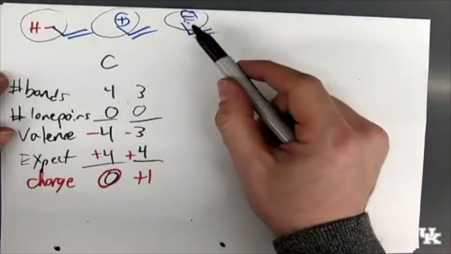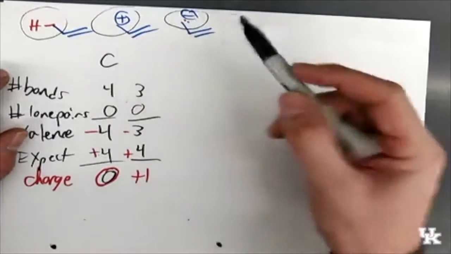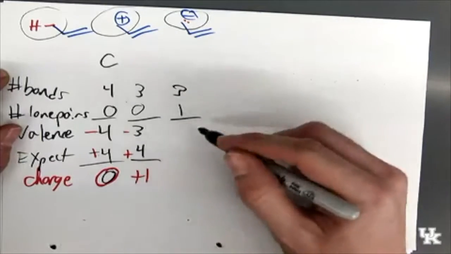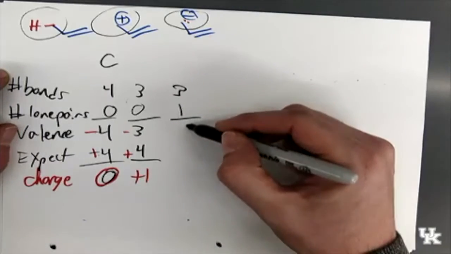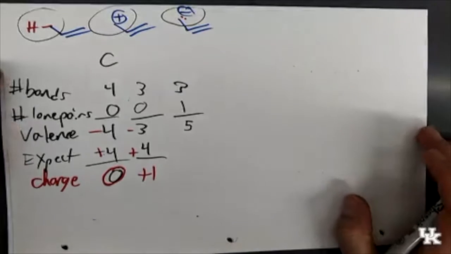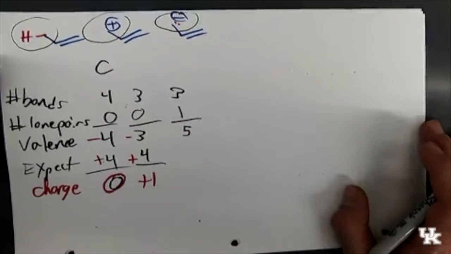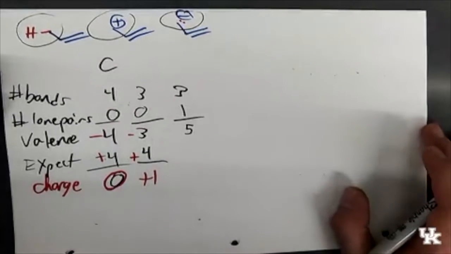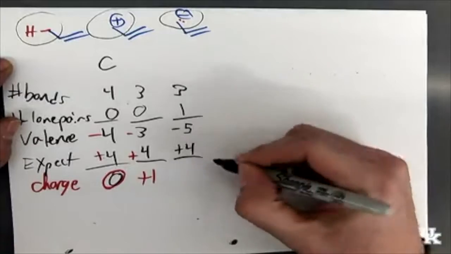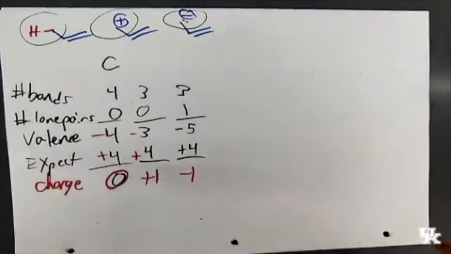On the next carbon, how many bonds does it have? Again, 3 bonds. You can see there's a lone pair now, so that has a total of 5 valence electrons. Does that make sense? 5, because it has 3 bonds plus its own lone pair. Okay, good. I'm seeing a lot of nodding. Now, when we calculate how much charge to expect, we get a -1 charge.